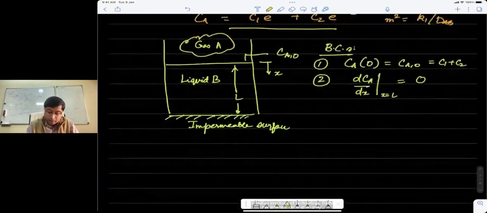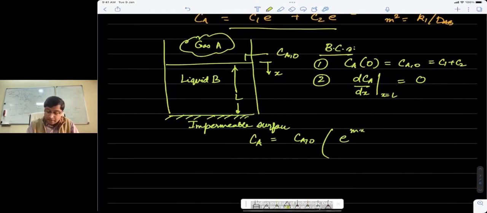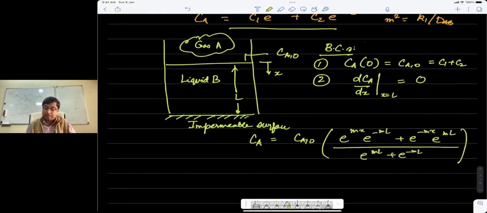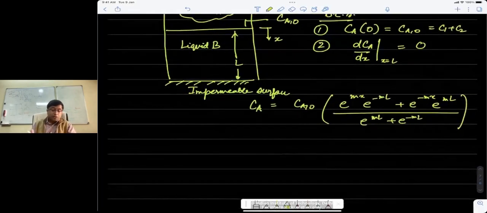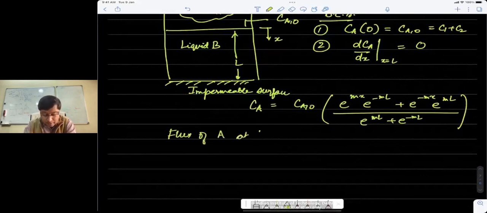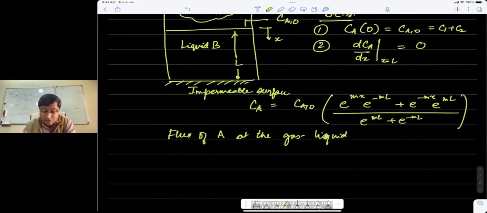So the final solution would be somewhat like CA would be CA0 times [e to the power mx e to the power minus mL plus e to the power minus mx e to the power mL] by [e to the power mL plus e to the power minus mL]. And using this, we can then derive the flux of A at the gas liquid interface, which, as I said, will dictate the rate at which A is getting dissolved in B.